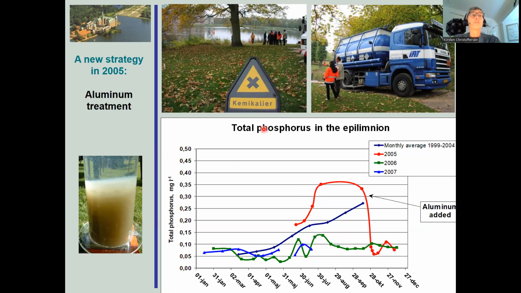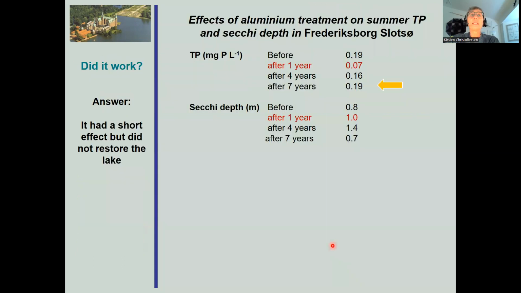So this is the total phosphorus in the epilimnion in the years before we did the manipulation. It increased severely during summer, and this is from where the treatment was made. Here, where the aluminum was added, we have a substantial reduction of the phosphorus, and it was all brought down to the sediment. And these two here are the 2 years after the treatment. So at least here it had some effect, with a reduced concentration of phosphorus after the treatment. But did it last?